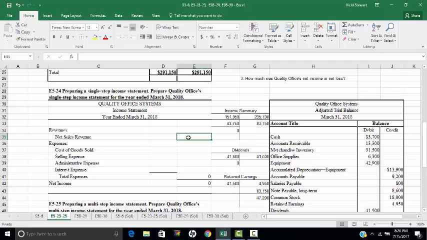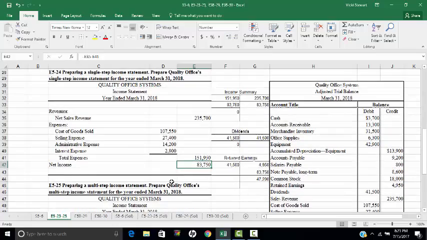2018. So the single step, we start out with the sales revenue of $235,700. And then we list each of our expenses: cost of goods sold, selling expenses, administrative, and then the last one, interest expense. We get a total expenses, which we subtract from net sales revenue, and that gives us our net income again of $83,750.